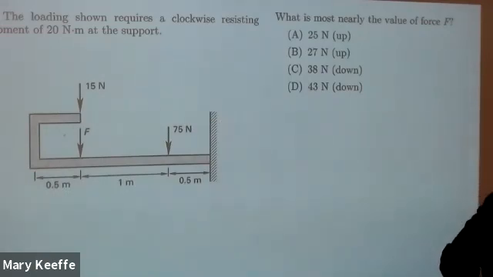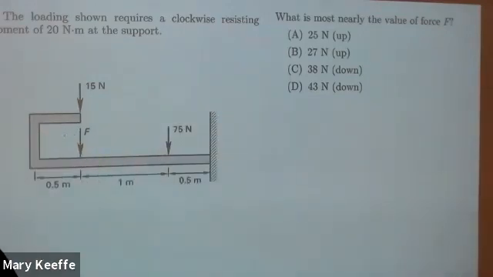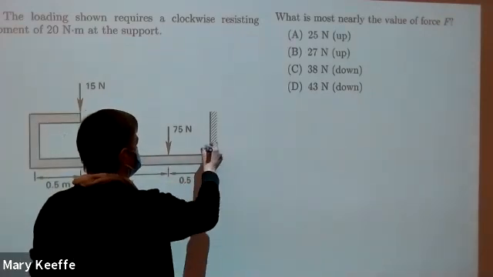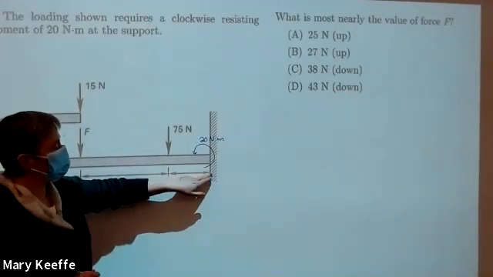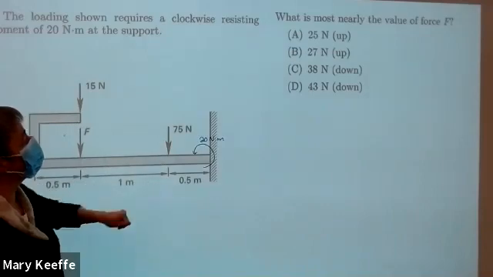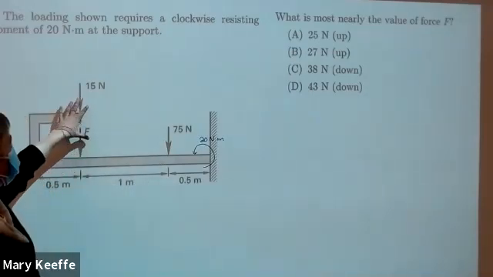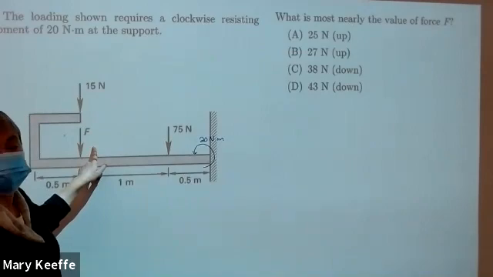Okay, so the loading shown requires a clockwise resisting moment of 20 Newton meters at the support. What that's telling me is, let's get some markers out, that here at the support, I need to have 20 Newton meters. The better way to say that is this wall support is going to provide 20 Newton meters because of all of this loading. We can then look at this loading, say it has to be equal to 20 Newton meters, and solve for that force F. Does that make sense to everybody?